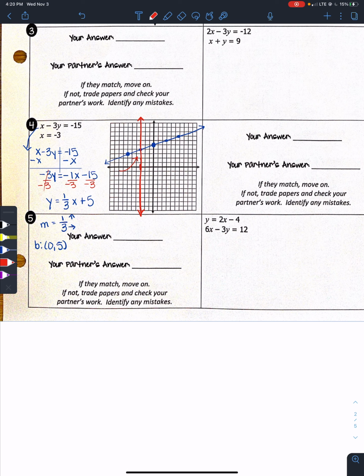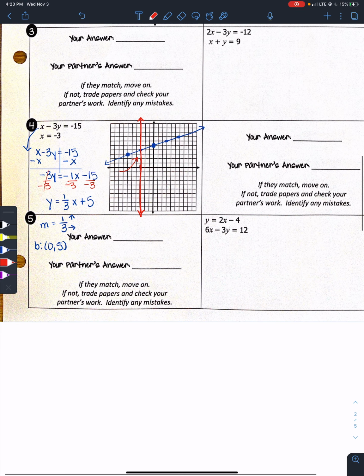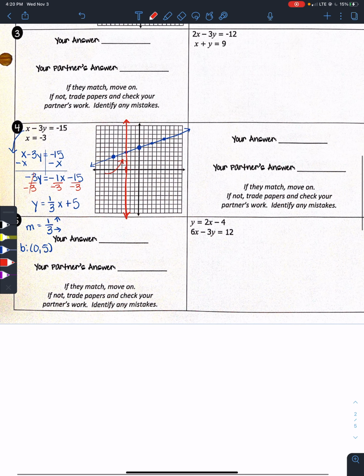That one there has one solution. The x value of that solution is -3. The y value of that solution is +4. So your answer on this one. And it is one solution because they only meet at one spot. Okay.